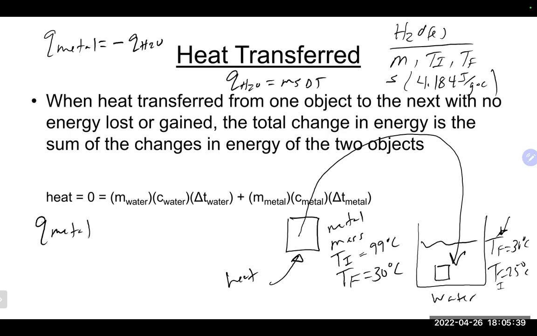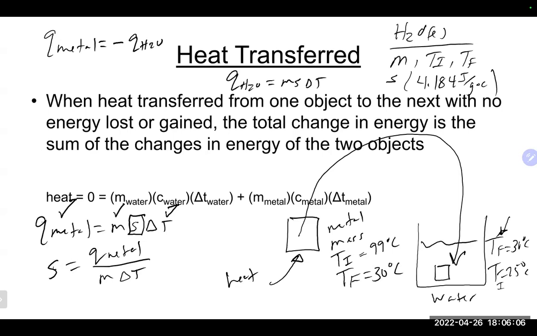So perhaps I was looking for the specific heat capacity of the metal. By using the water, I could figure out how much energy the metal lost. I would obviously know the mass of the metal. I will also know the change in temperature of the metal. So I could rearrange this and solve for the specific heat capacity of the metal. This is a very common sort of experiment that is done.